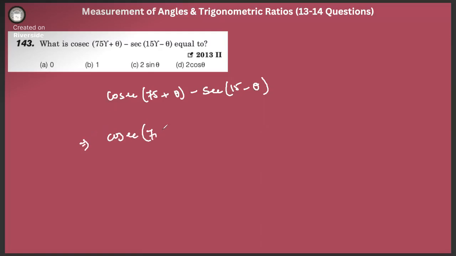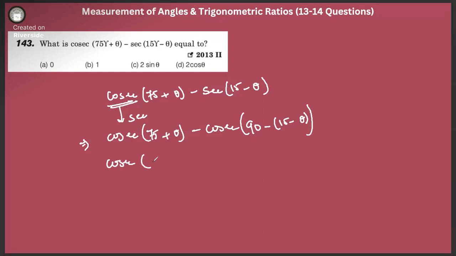So, cosecant of 75 plus theta, I want to write in terms of cosec of 90 minus 15 minus theta. Do we have any problem? You want to change cosecant into sec? That is also okay. You can do that. No worries on that. So cosecant 75 plus theta minus cosecant 90 minus 15 plus theta.